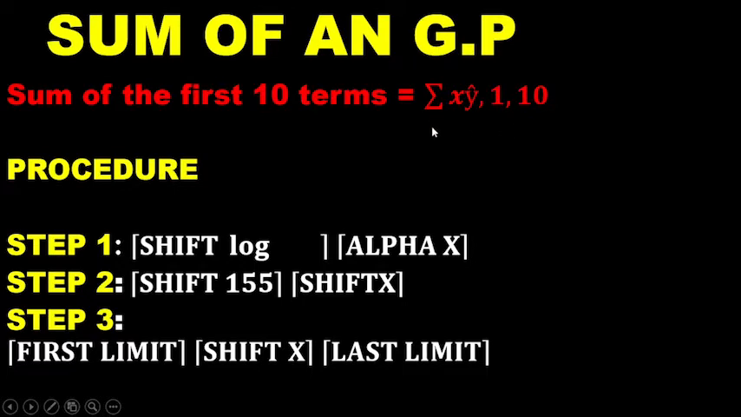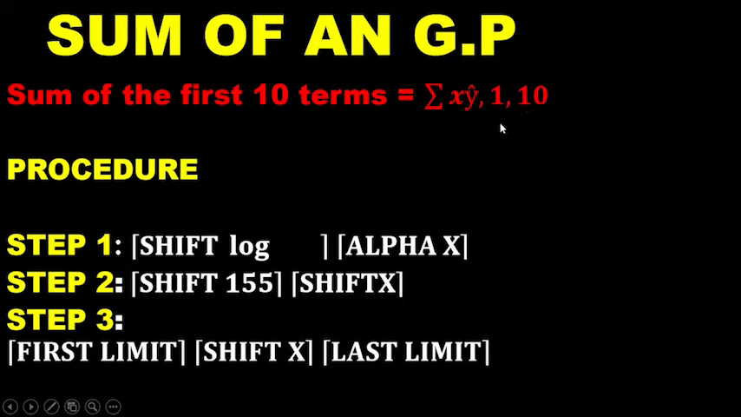Anytime you are to find the sum of any, whether AP or GP, you must use this expression. But why from this 1 and 10? The 1 and 10 is not constant. The question says we should look for the first 10 terms. That's why I have first 10. That means from number 1 to number 10.